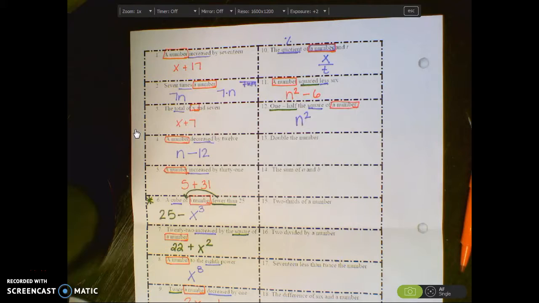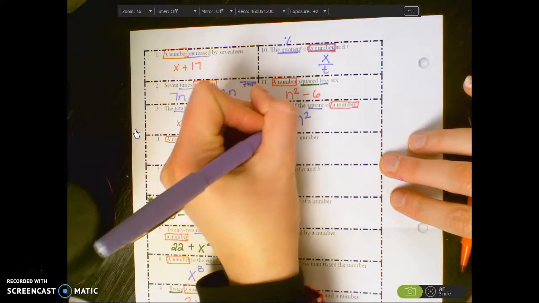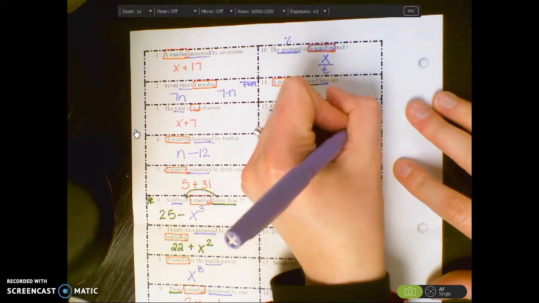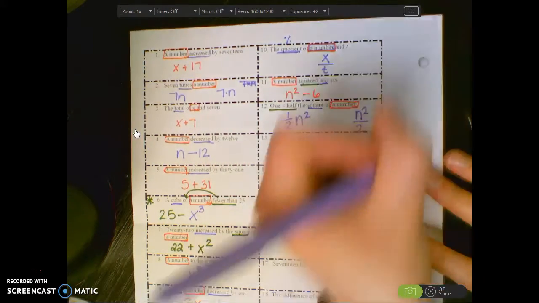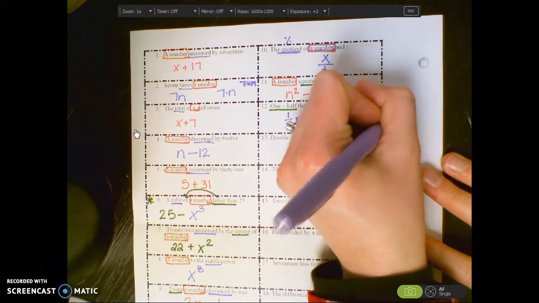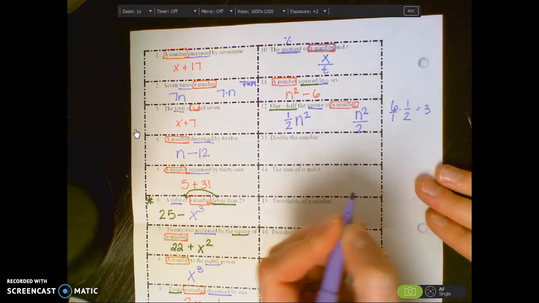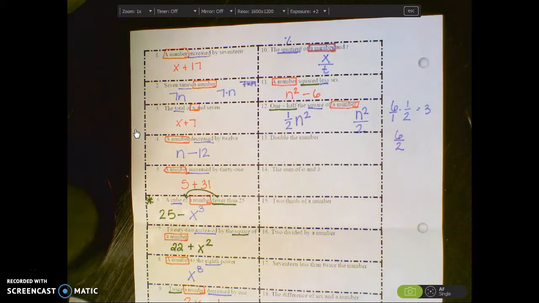And then 1/2. So you can do this either way. You can take half times n squared, or you could take n squared and divide it by 2. Remember, these are the exact same thing. If I have 6 times a half, like 6 over 1 times half, that would be 3. That's the same thing as 6 divided by 2. Those two things are the exact same thing.